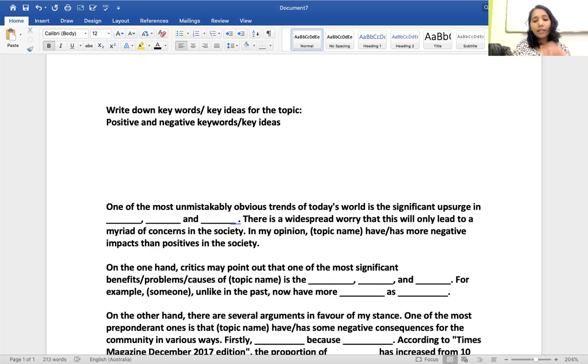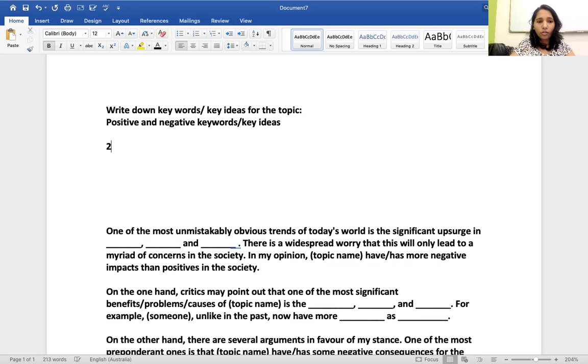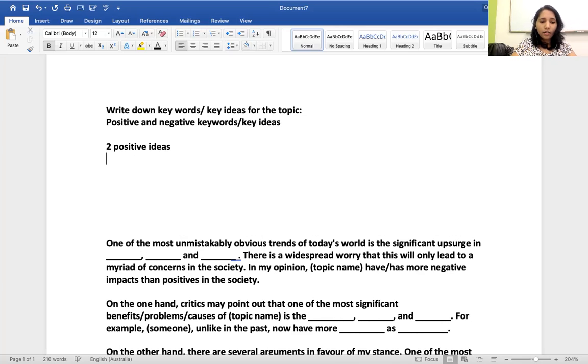While you're writing, I suggest maybe about 15 or 20 keywords, about 4 key ideas. So 2 positive ideas and 2 negative ideas. That's what I meant to say. 2 positive ideas and 2 negative ideas about the topic. Okay, then this is your step 1, or this is the first thing that you do before you start attempting your essay.